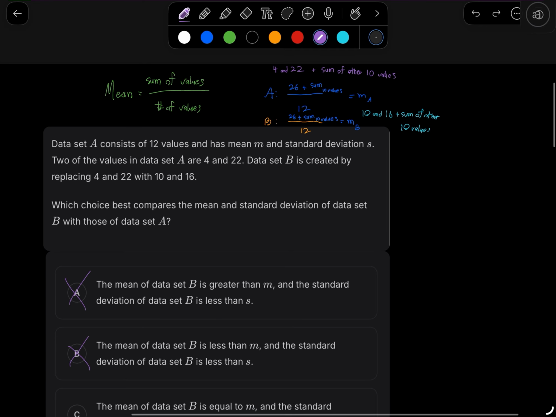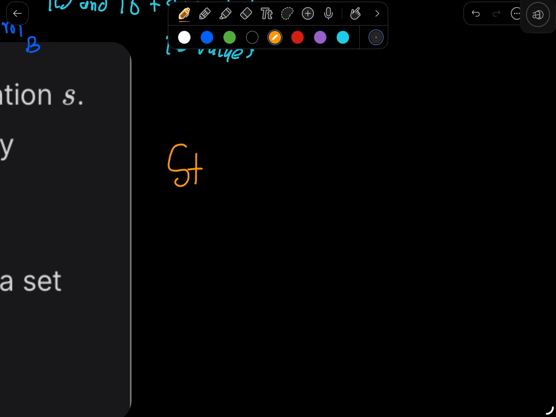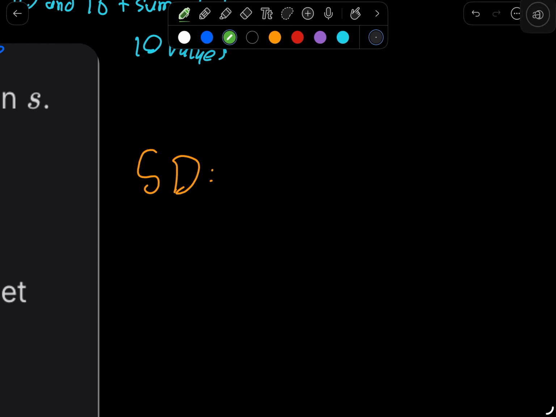Okay, so now that we know the mean is the same exact value, let's find the standard deviation. Just as a reminder, standard deviation is a measure of how much a data set varies in general. You should know that a greater standard deviation has more variance, and a lesser standard deviation has less variance. What do I mean by variance? Well, just how spread out a data set is.